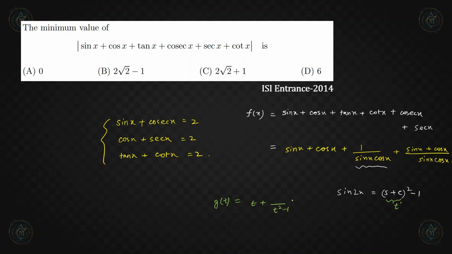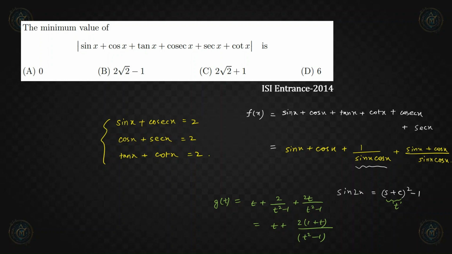So this will be 2 plus t divided by t square minus 1 divided by 2. That means t plus 2 into 1 plus t divided by t square minus 1. Now note that this t square minus 1 cannot be 0, because if t square minus 1 is 0, that means sine 2x is 0, and sine 2x cannot be 0, as we already discussed that sine 2x equal to 0 means sine x cos x equal to 0. That means either sine x equal to 0 or cos x equal to 0, but that case is not possible.